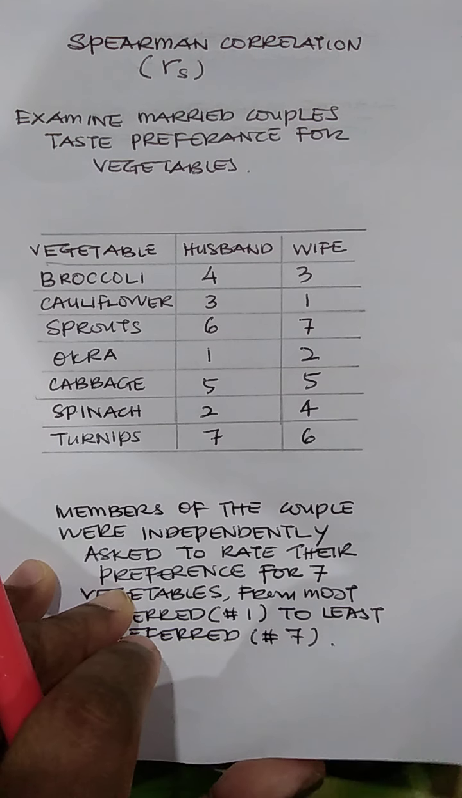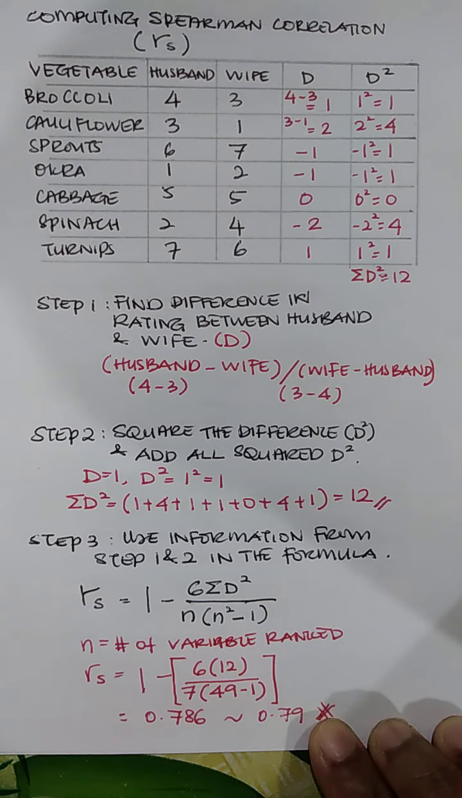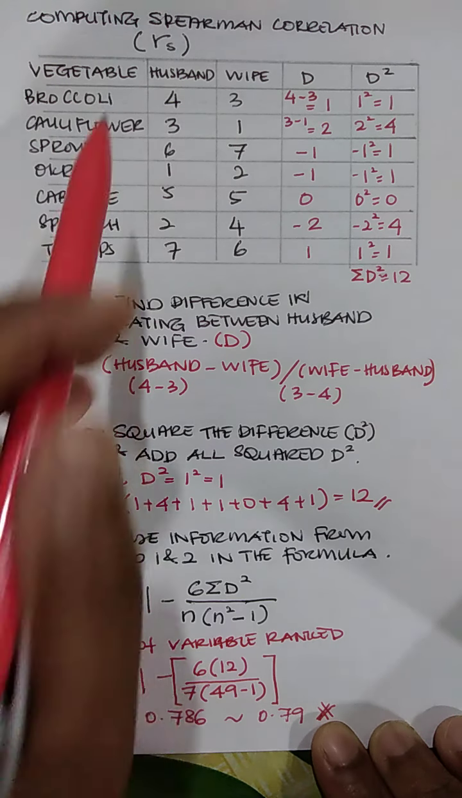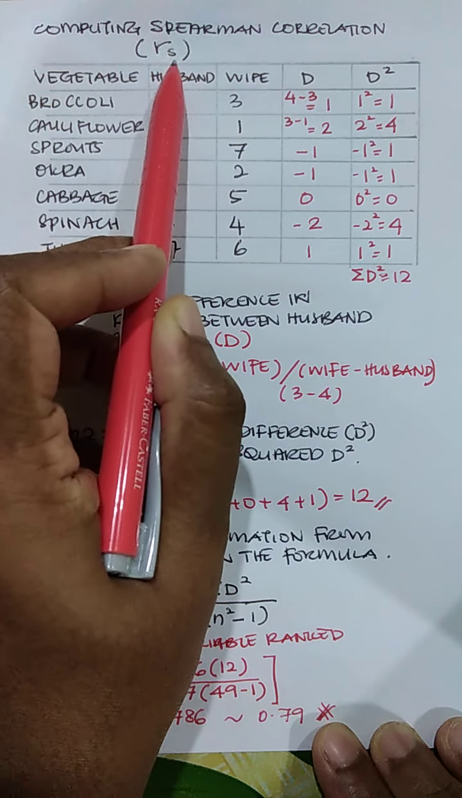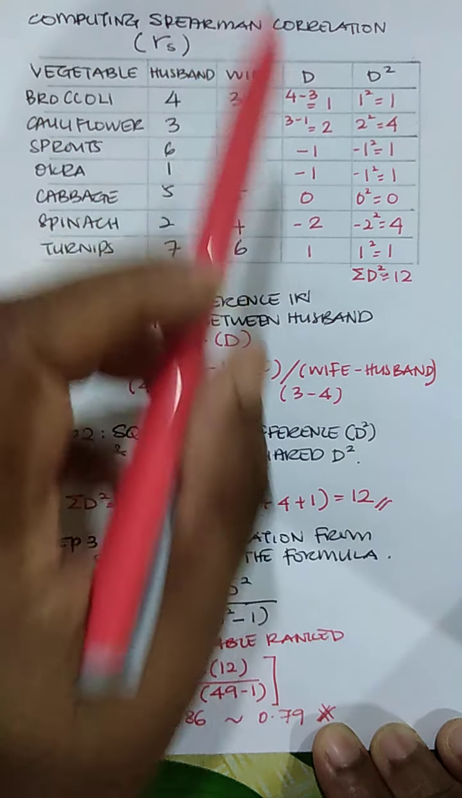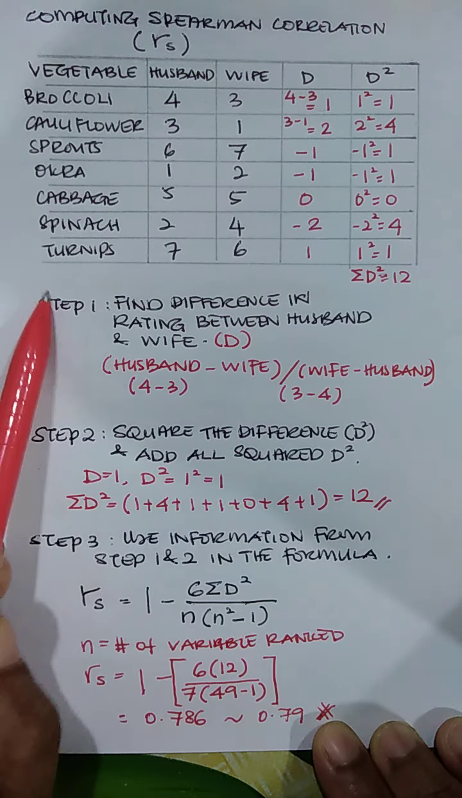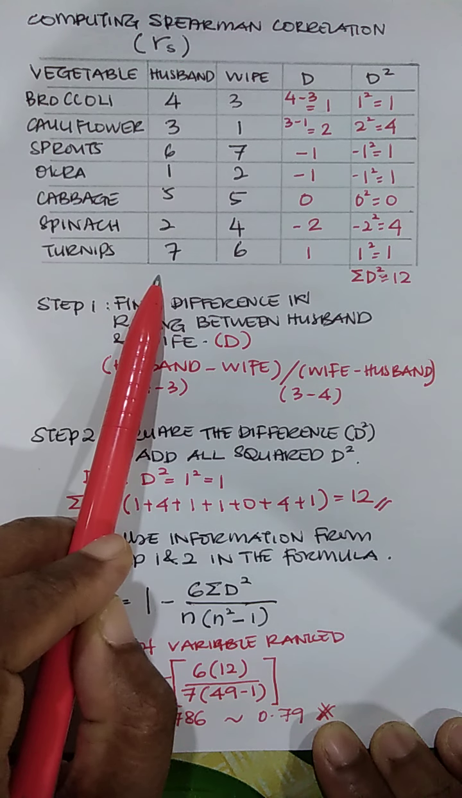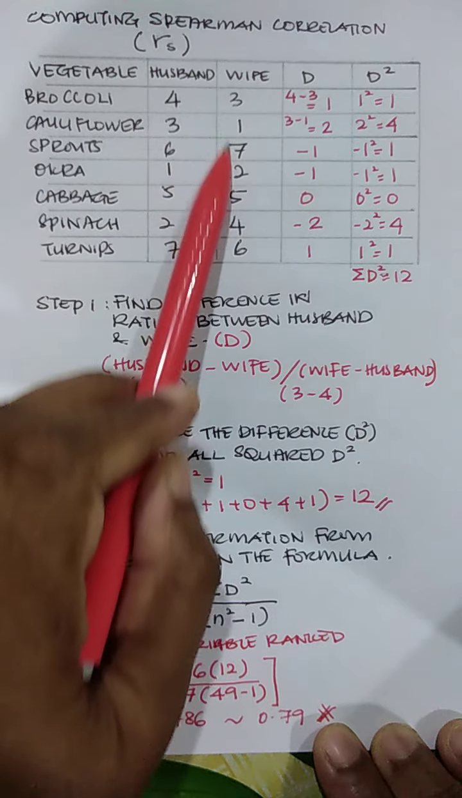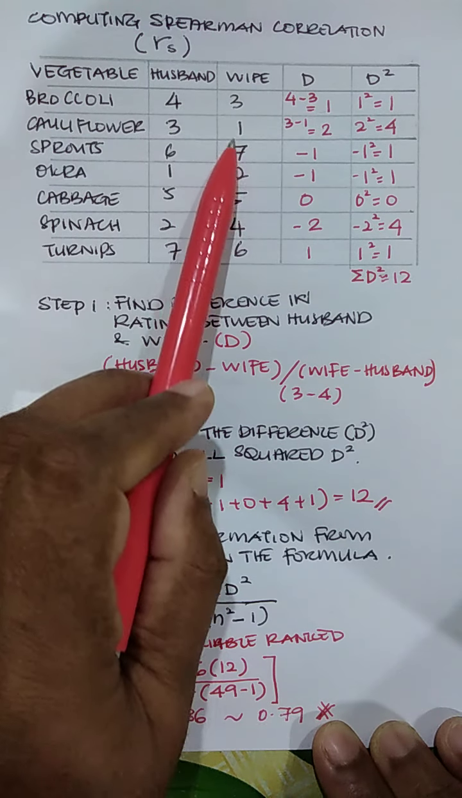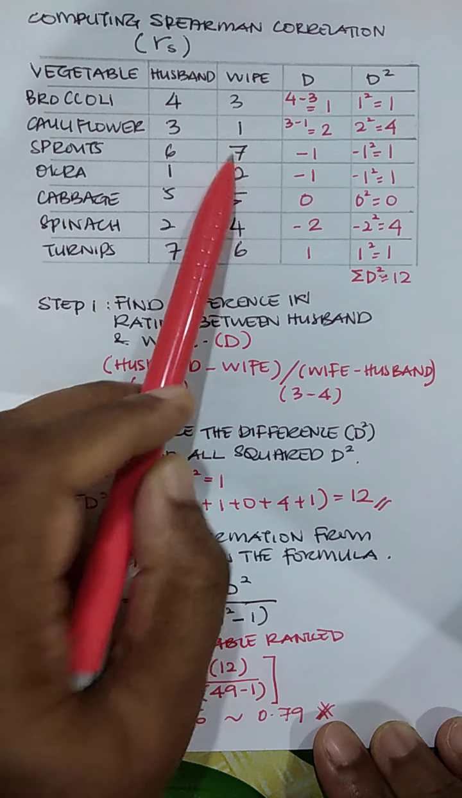So let's see how we actually find the Spearman correlation. Spearman correlation is r with subscript s, where s represents Spearman. So these are the vegetables. These are the husband's responses, the most preferred to the least preferred. This is the wife's responses from the most preferred to the least preferred.